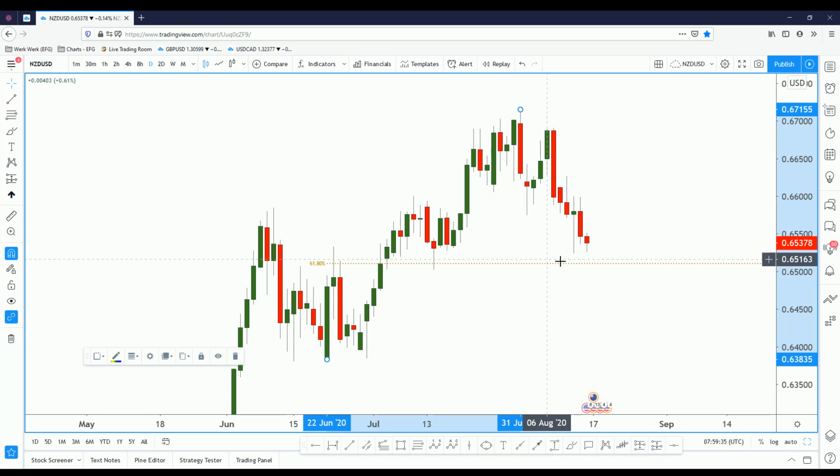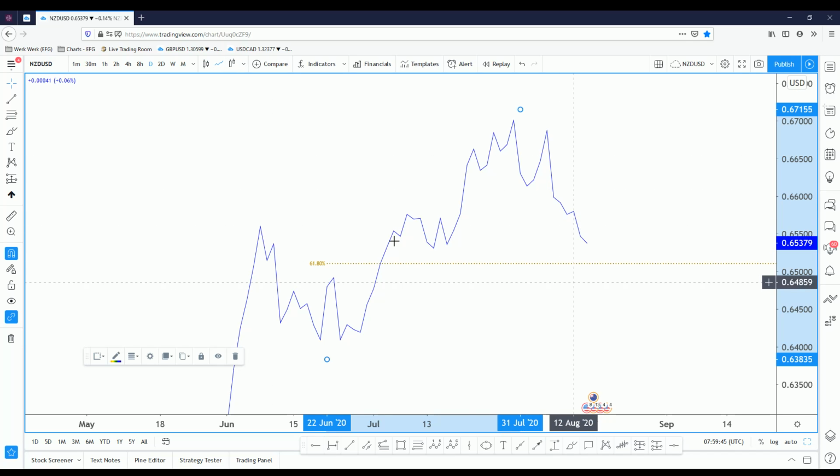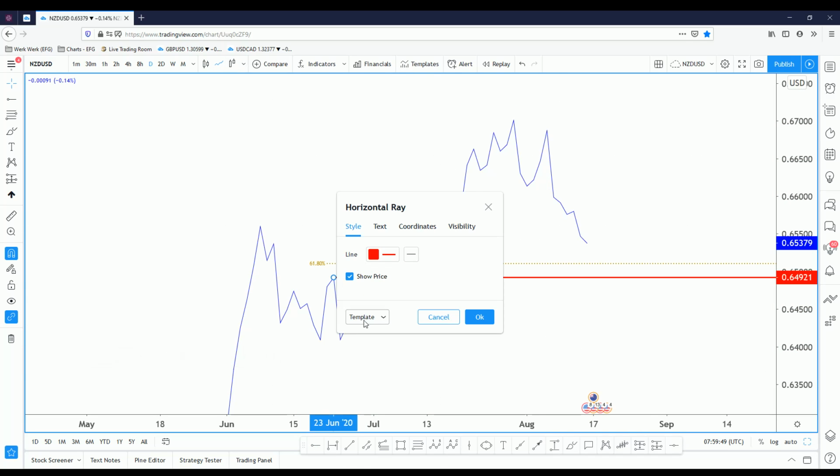So this is definitely one level we want to look out for, but more importantly we want a level that is linked to the graphical. In terms of close, we can change to line chart, and we can see that there is sort of a graphical support at this level here. So we can call this a support.